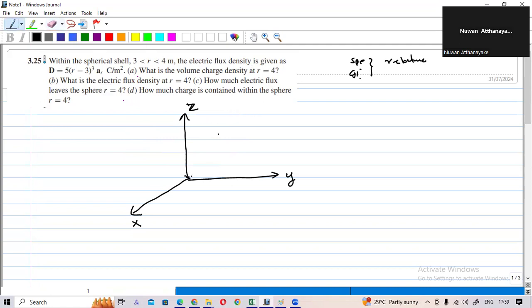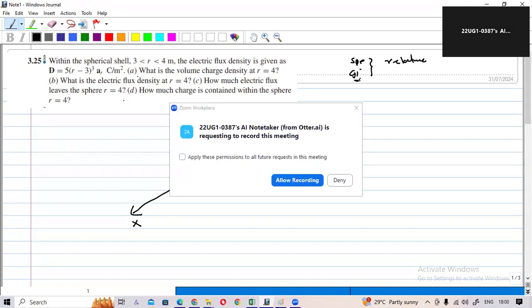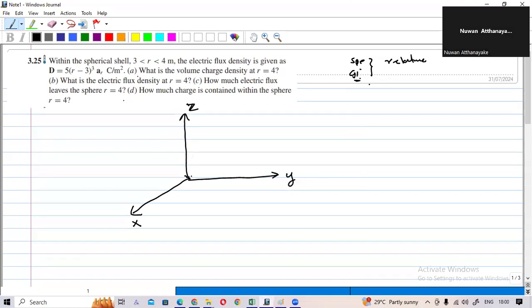Those are already predefined directions, x, y, z, but spherical and cylindrical coordinates are not fixed. Okay, those are relative. Okay, then I will try to do this one.